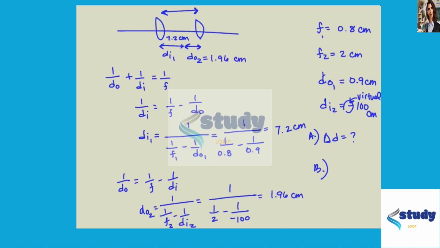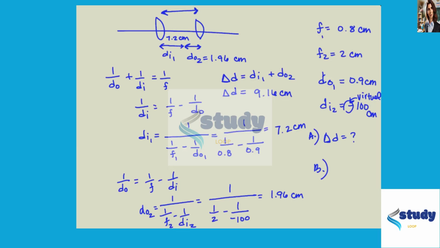So all in all, the distance between these two lenses is 1.96 plus 7.2. So the distance between is DI1 plus DO2. That gives us 9.16 centimeters. And that would be for part A.